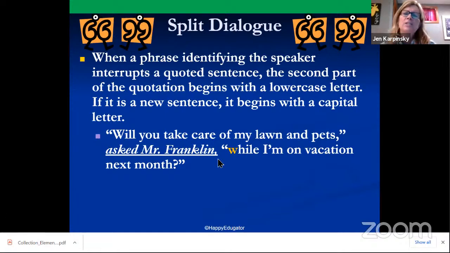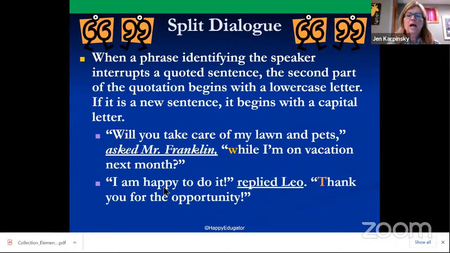So we could take "Ask Mr. Franklin" out of this, right? "Will you take care of my lawn and pets while I'm on vacation next month?" And that would make it one long sentence. When it's one long sentence like that, and you take out the speaker tag in the middle, you know that this is going to be a lowercase letter because this sentence could stand alone by itself.